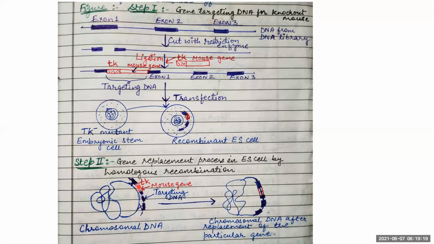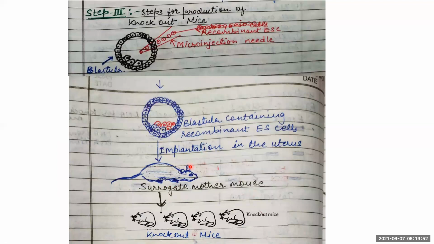So now homologous recombination will take place. When homologous recombination takes place, the functional gene is replaced by the targeting gene. Okay, so the targeting gene gets inserted in place of the functional gene. So the functional gene is replaced and now the targeting gene, the non-functional gene, has come into the place. Is that clear? That is step number 2, replacing the functional gene of embryonic stem cell by homologous recombination.